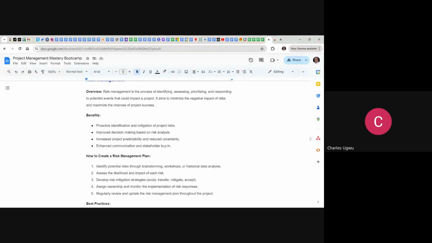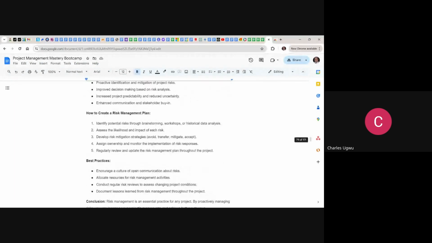We make sure that we identify the risk on time and mitigate it. It's not that risk will not come, but when you have a risk management strategy in place, once the risk is coming, you can identify and mitigate it, and the project will still be healthy. So that is the key benefit. Then how do we manage this risk? How do we create a risk management plan?